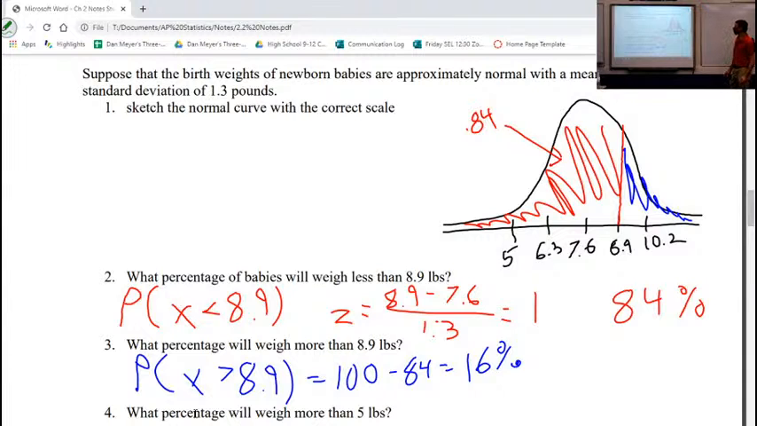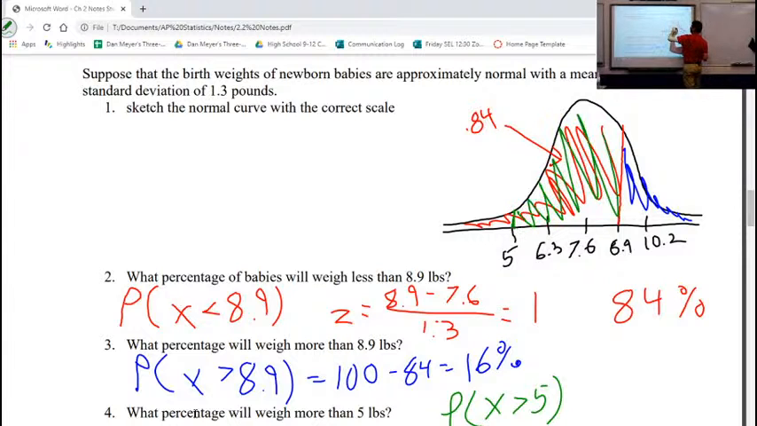What percentage will weigh more than 5 pounds? This is where my diagram is going to start to get cluttered here. I might draw a new diagram after this one. Probability that X is greater than 5. So mark your 5, and I want everything to the right. I want everything more than 5.